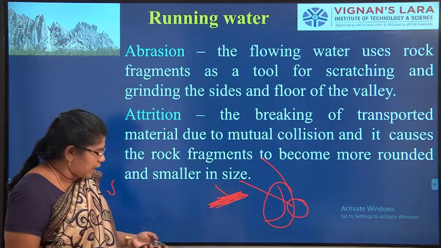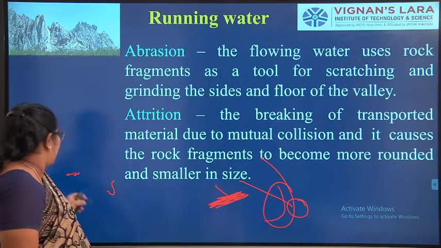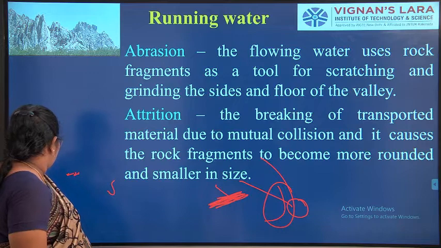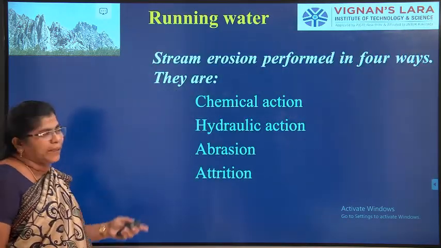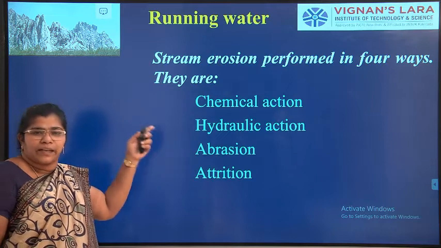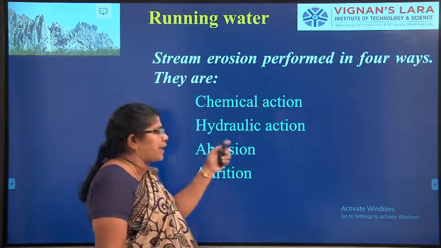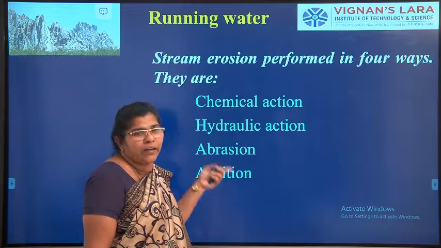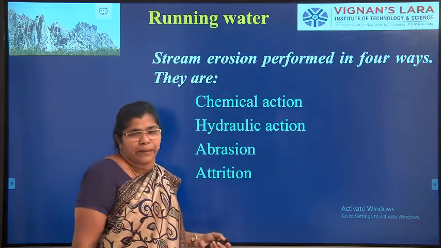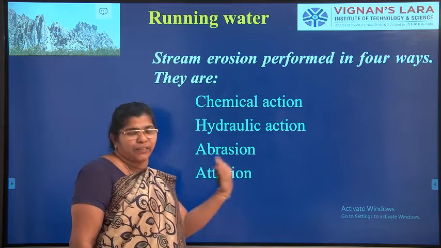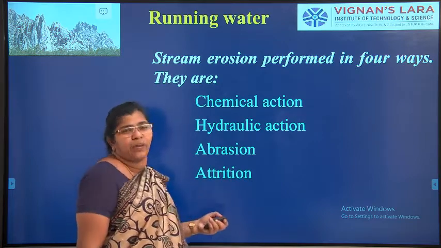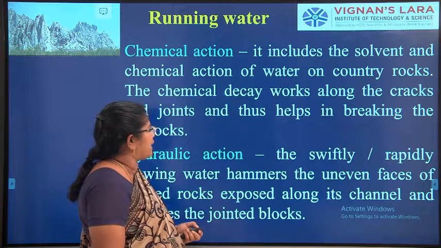So what are the four actions by which the rocks are eroded? Chemical action, due to the microorganisms, alkalis, acid, everything. Hydraulic action, due to the pressure of water. Next is abrasion, due to the striking of one surface against another, or attrition, the colliding of one particle against another particle.